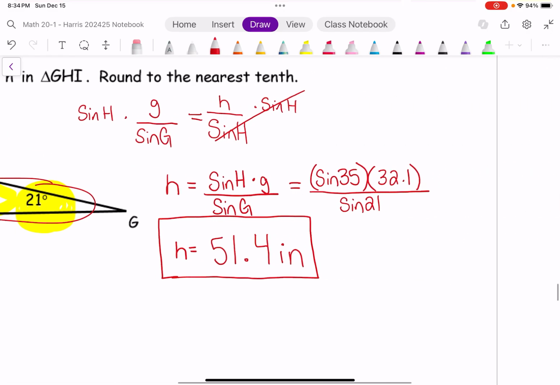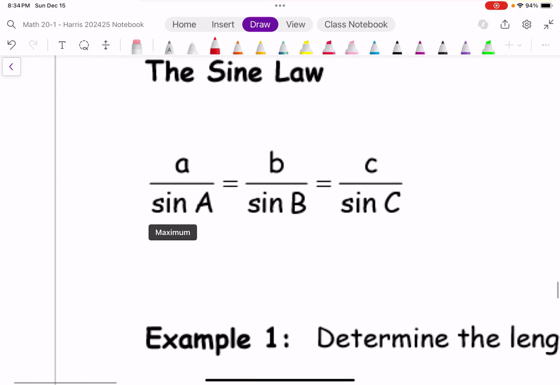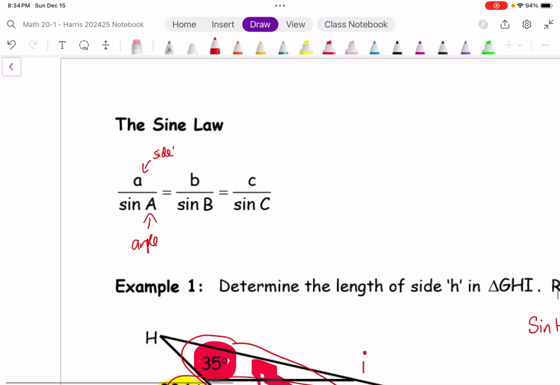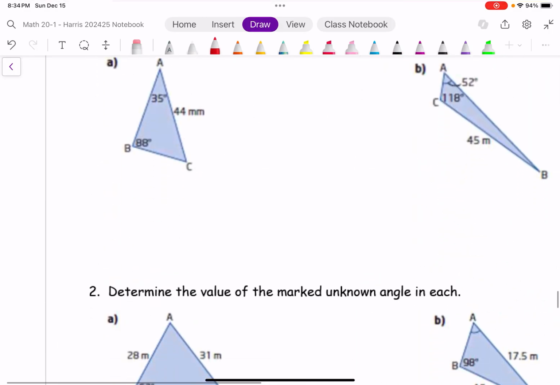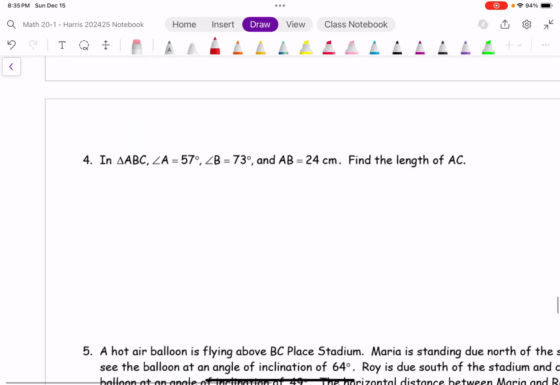You are always going to be given what that sine law is. Anything that is lowercase, remember, is going to be the side length, and then this is going to be the angle, just in case you forgot that. So the sine law is when we have two complete pairs, and we're always going to be looking for that side.